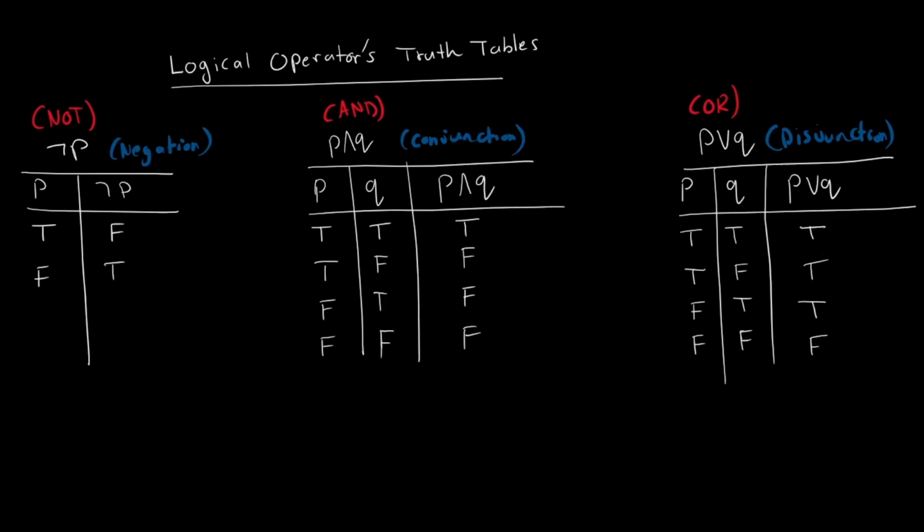The only case here where we're not going to get true is when we get false and false, because one of them is not true. So therefore, when we have false and false, we will get a false when we're looking at the OR, also known as the disjunction.